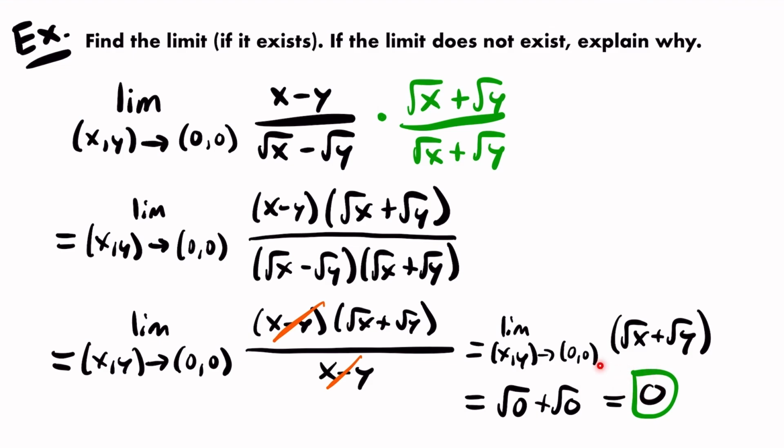Okay, so we were able to show that this limit does exist, even though we seemingly had a complicated function here. We were able to rewrite it in a form where we could plug in the values that we were approaching and get a real value.